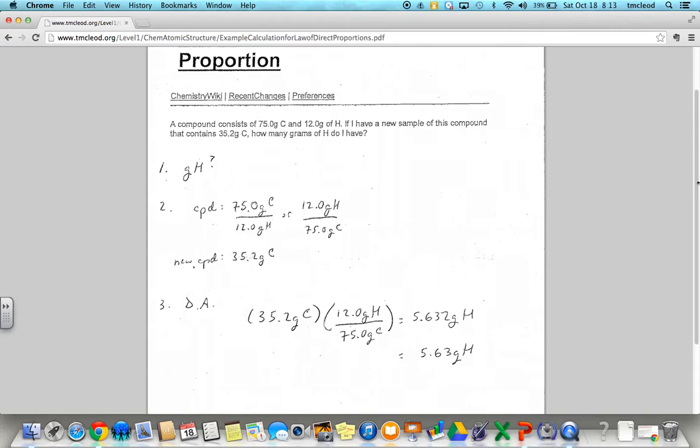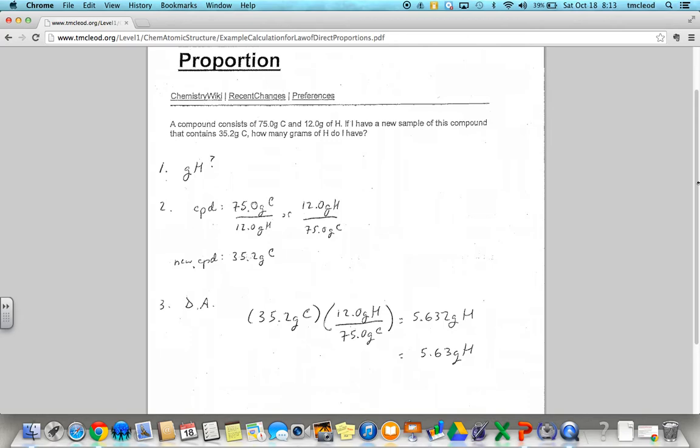Okay, well, using your way of doing all math in chemistry, you write down either what you know or what you are looking for, or the other way around. And this time the first thing I did is what I'm looking for, which is grams of hydrogen. What do I know? Well, I know two things. I know that in my new compound I have 35.2 grams of carbon, and that there's a ratio of grams of carbon to grams of hydrogen, which I show.